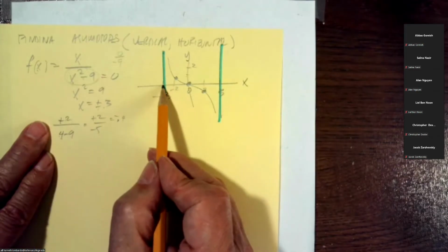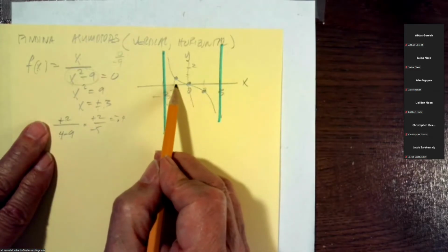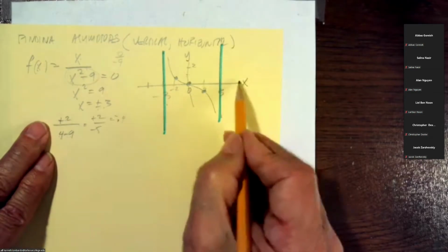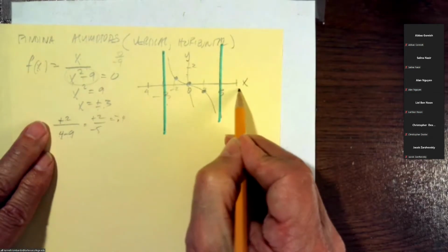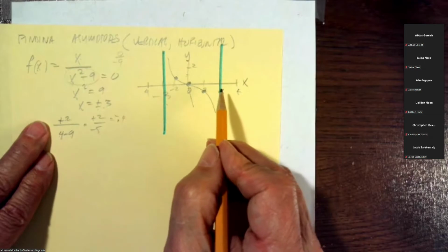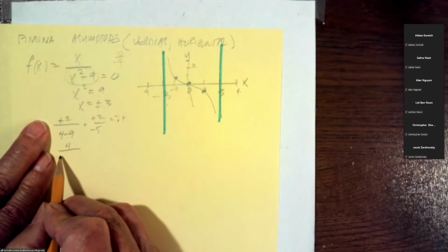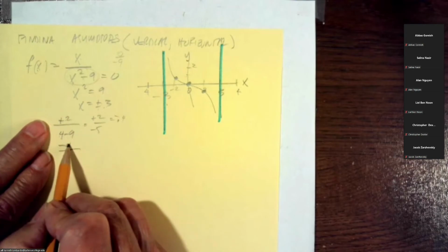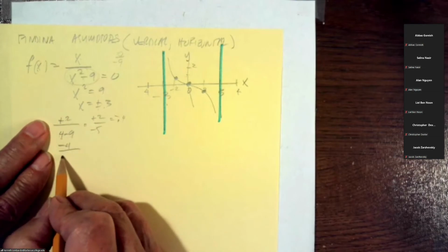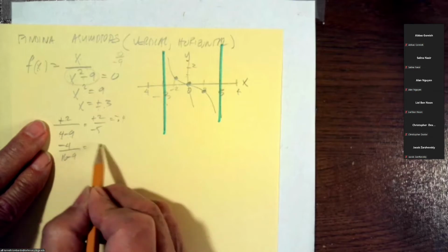Okay. Now, what if we go on the other side? So 2, 3, maybe we go out to 4 here and 4 here. And what are we going to get? So we can put those values in. 4. And what's this -4? So we'll say -4 squared is 16 minus 9.